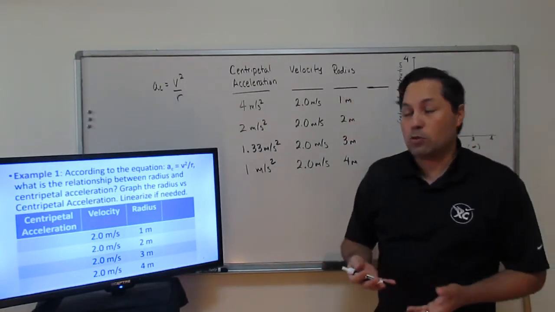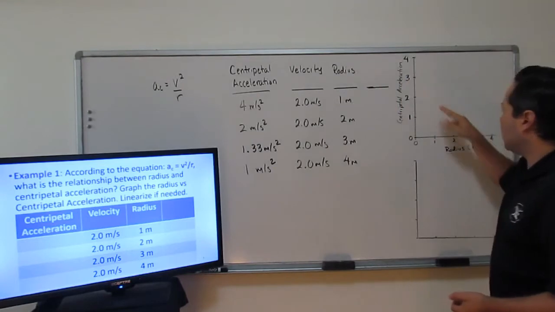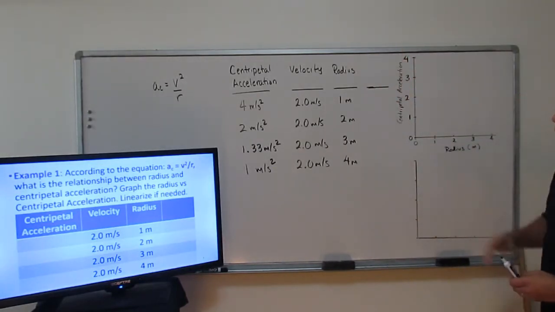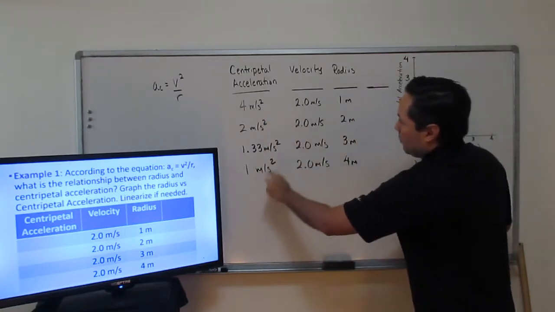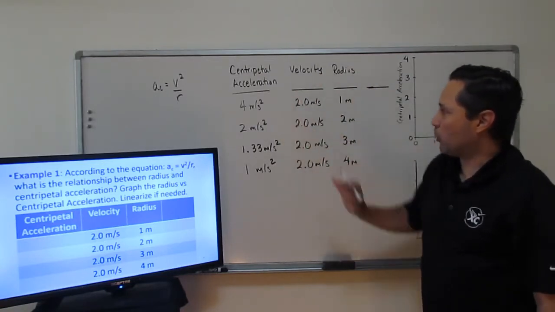Next, they asked us, can you please go ahead and graph it? All right, so let's go ahead and do that. So I'm going to graph it right here. In this one, I have the centripetal acceleration on the y-axis and the radius on the x-axis. So I'll be looking at radius, this column and that column. Notice that we kept the velocity constant, so we're only looking at radius and centripetal acceleration.